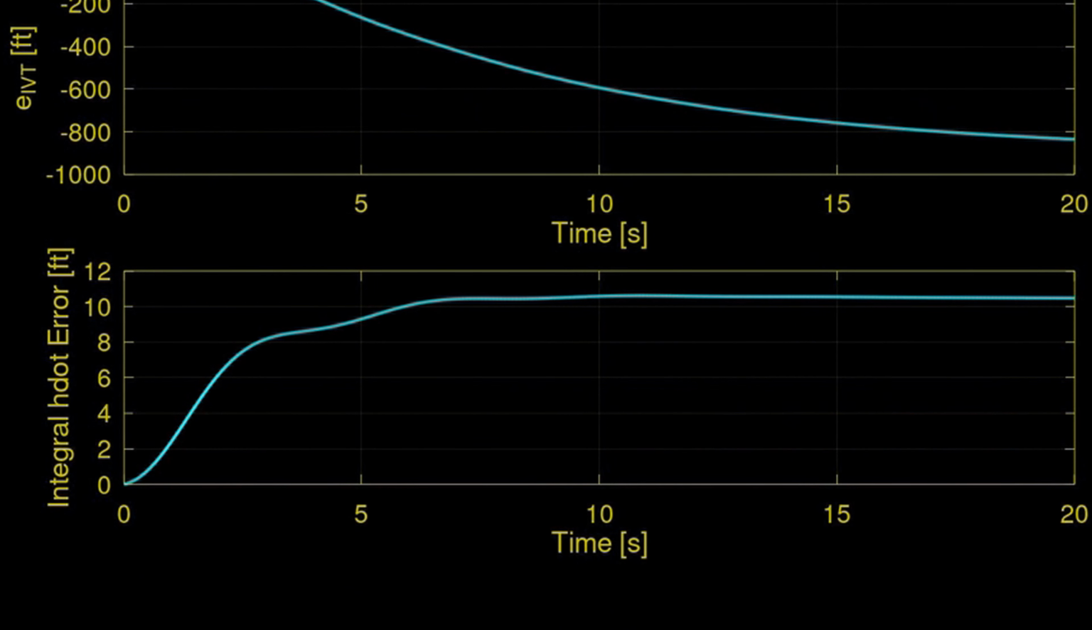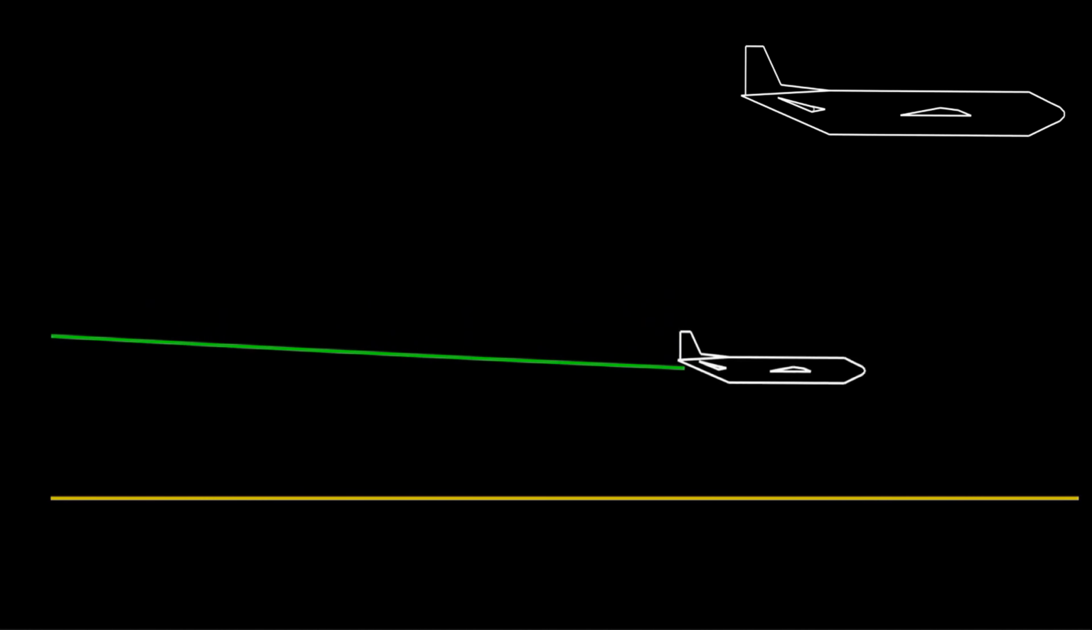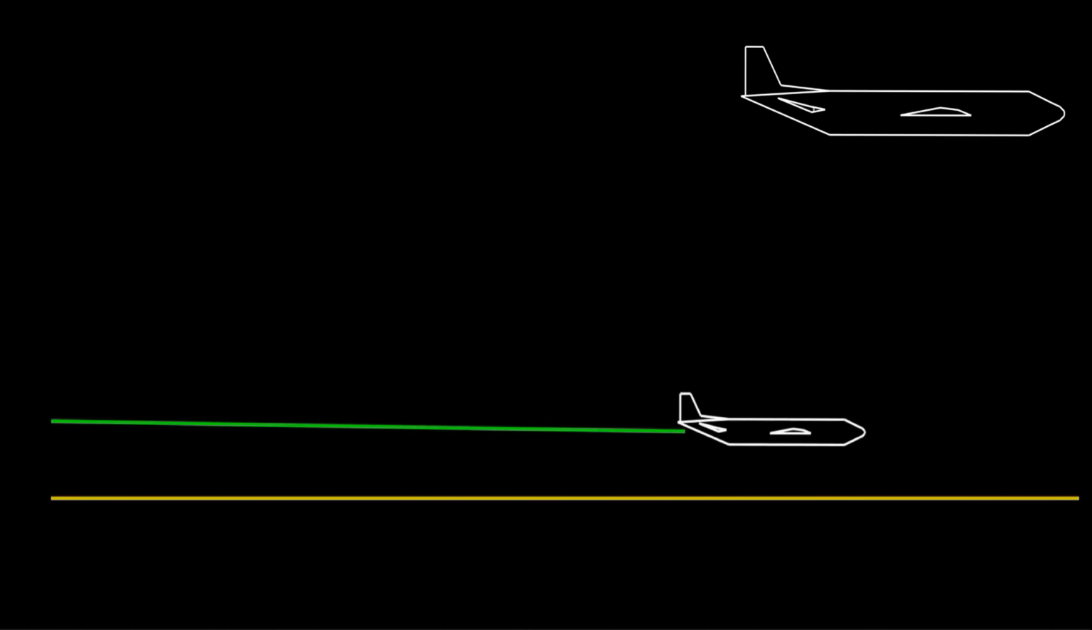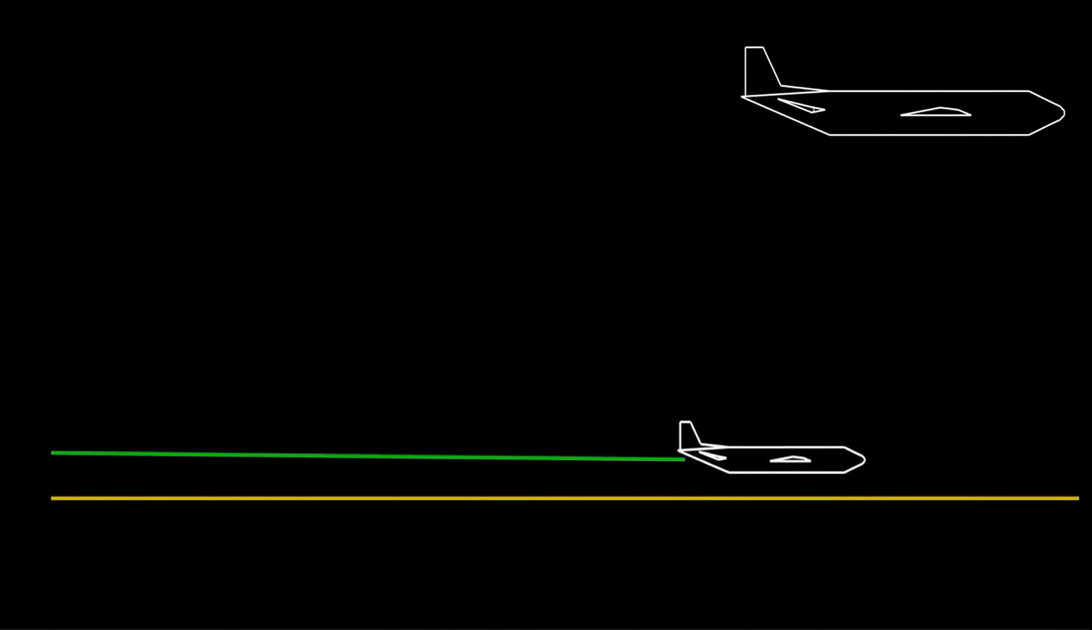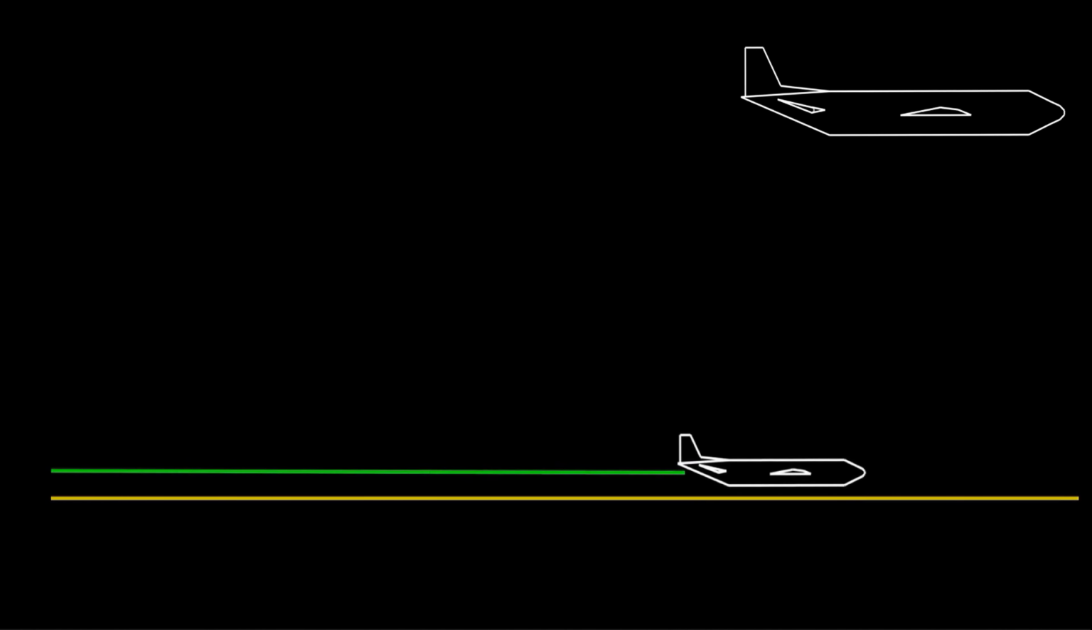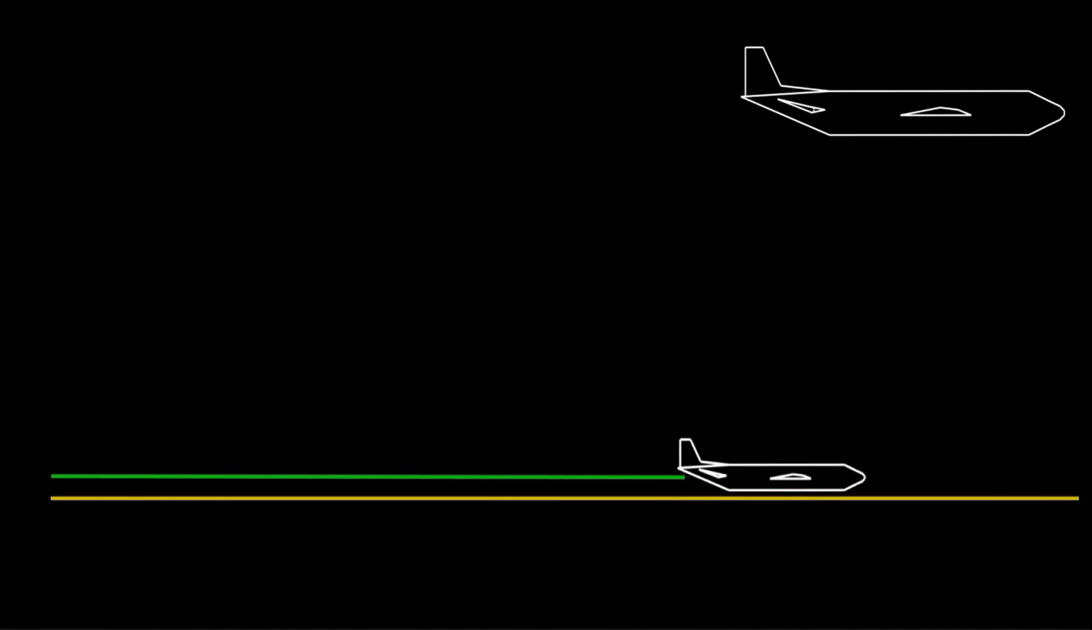The integral error of h dot, altitude rate, grows initially, then levels off, indicating that additional error is not being added to the integral. That is, tracking is achieved, and this is consistent with our altitude rate plot shown earlier. Animating these results, we hardly notice the oscillation. We observe a smooth and controlled landing with the reduced rate of descent for safe touchdown achieved.